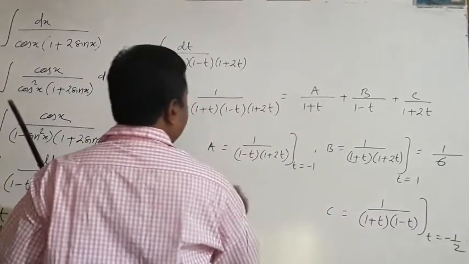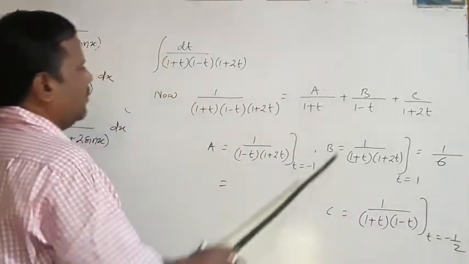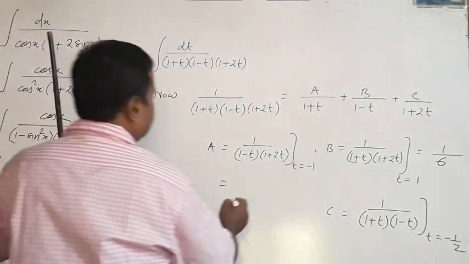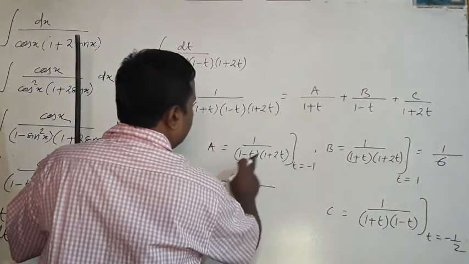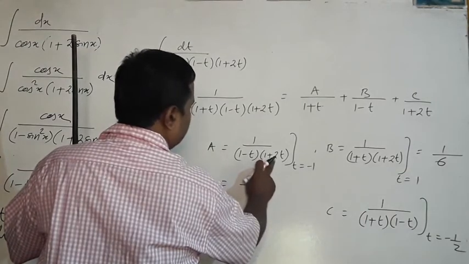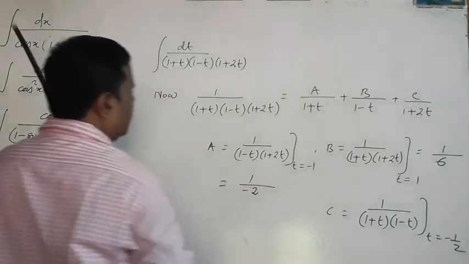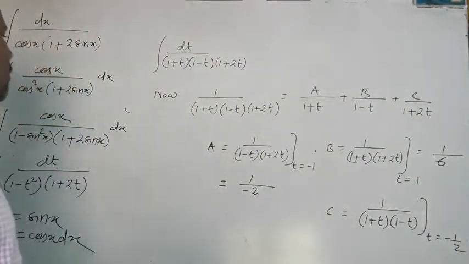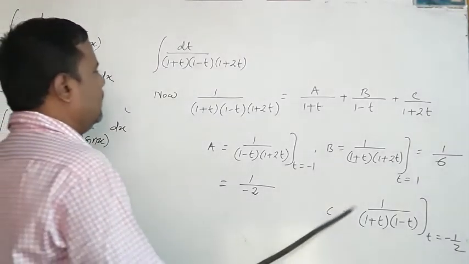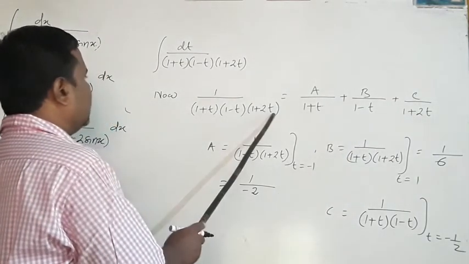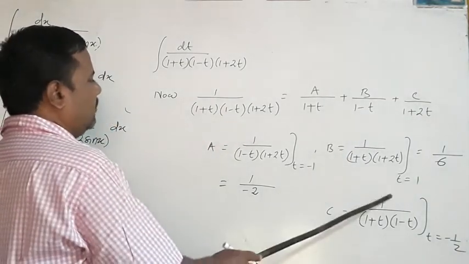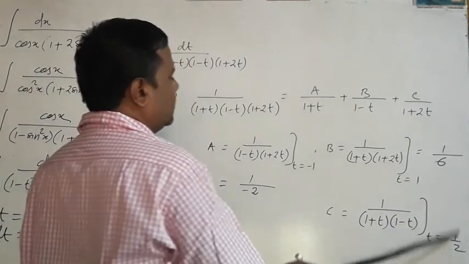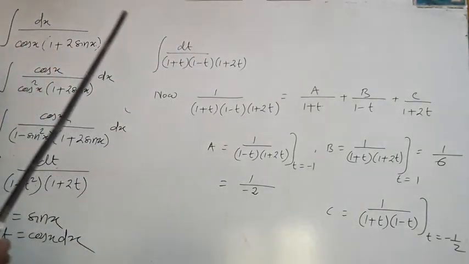Then you have to find the value of a. Then also for c, just multiply 1 plus 2t here. I am doing this. It is 1 by 2 into minus 1. It is minus 2. Okay, it is 2 and it is minus 1. And for c, you have to multiply 1 plus 2t, cancel, 1 by 1 plus t into 1 minus t. So put t is equal to minus half, so that you will find the answer. Okay.